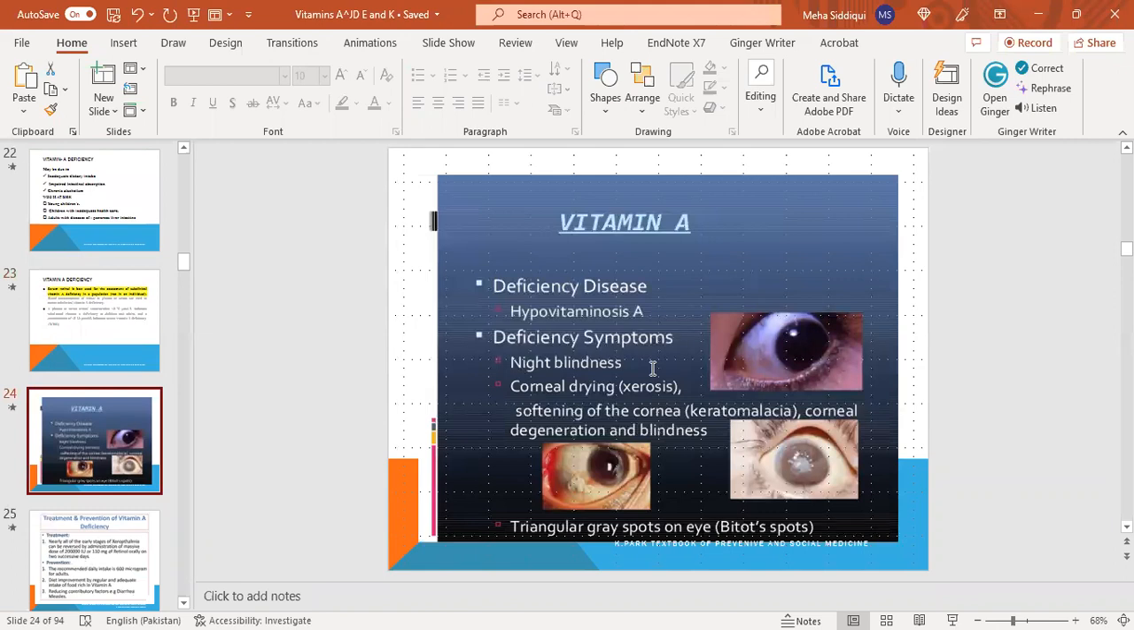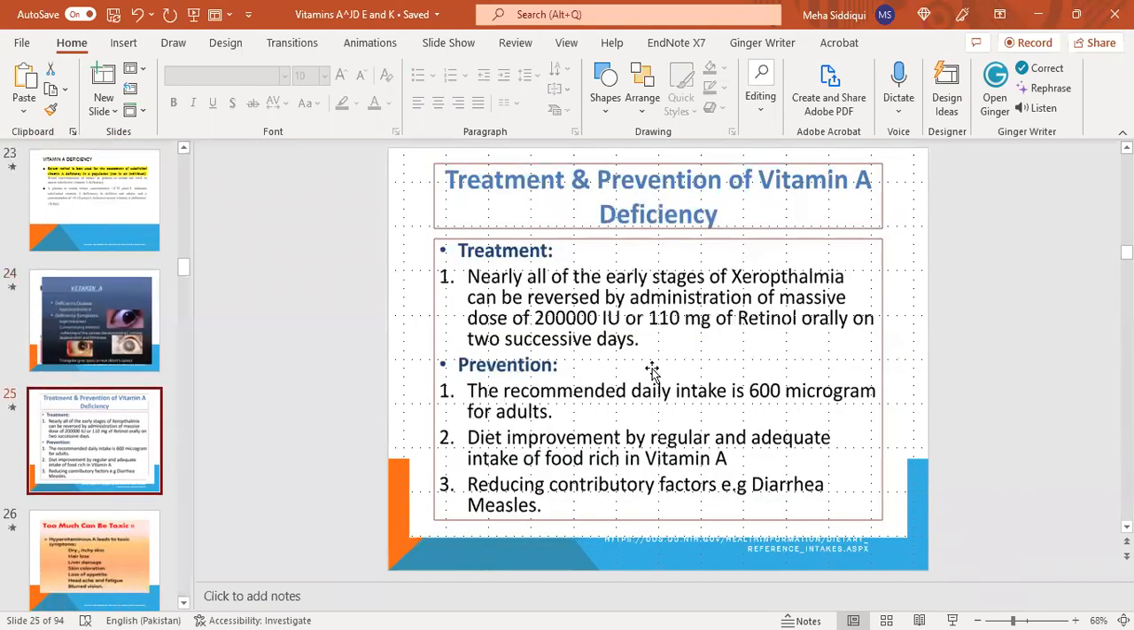Vitamin A deficiency disease is called hypovitaminosis, and the symptoms are night blindness, corneal drying or xerosis, softening of the cornea, which is also called keratomalacia, and corneal degeneration and blindness. Also the symptoms can be triangular gray spots on the eye, which are also called Bitot spots.